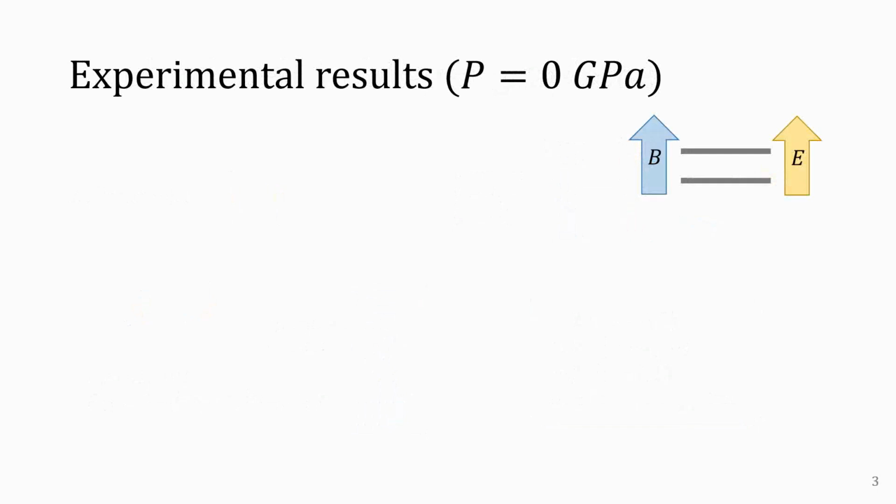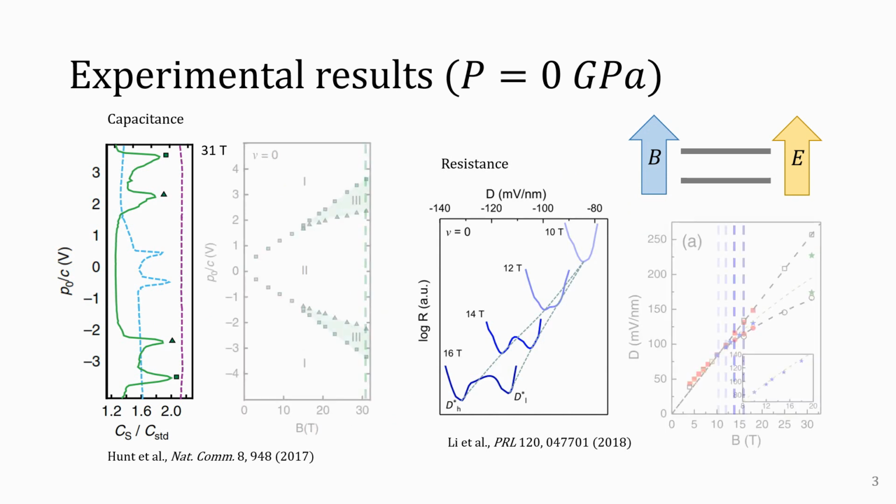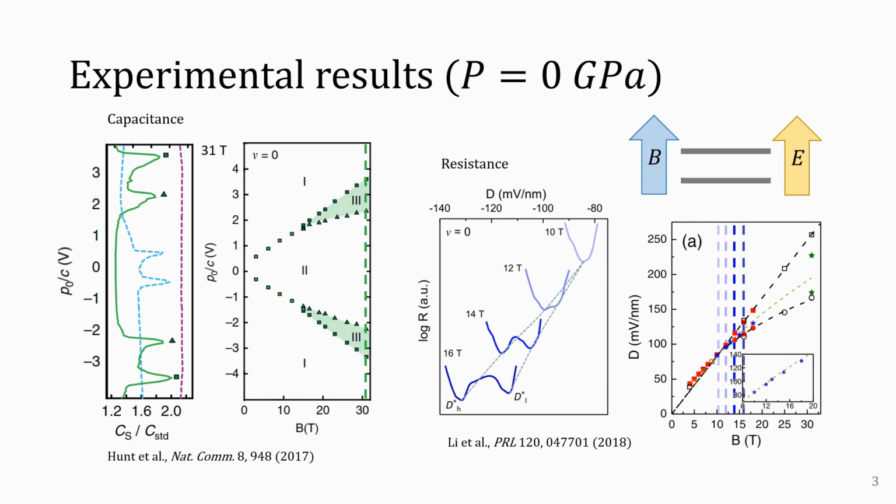In experiments, we can control which Landau levels are filled, and hence which ordered state we get, by adjusting magnetic and electric fields. We can detect transitions by peaks in conductivity or capacitance or by troughs in resistivity. By plotting the locations of these transitions in the plane of magnetic and electric field, we can produce phase diagrams.